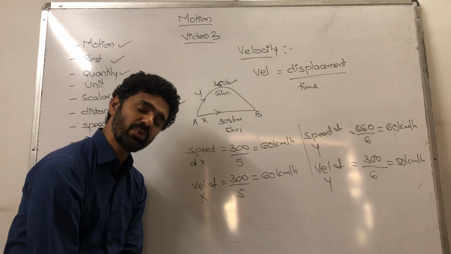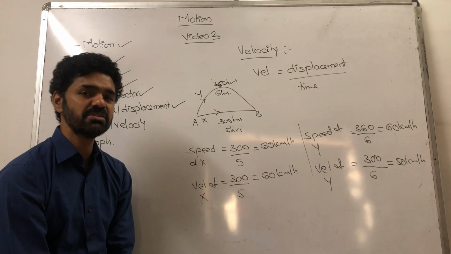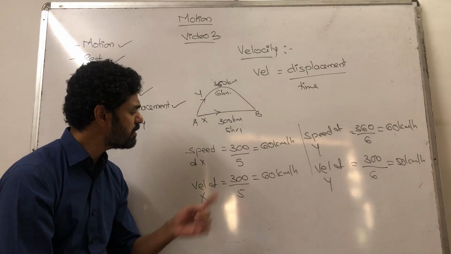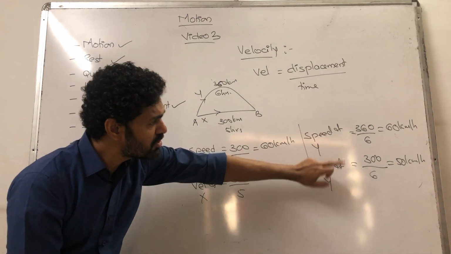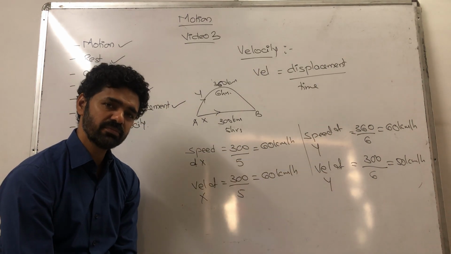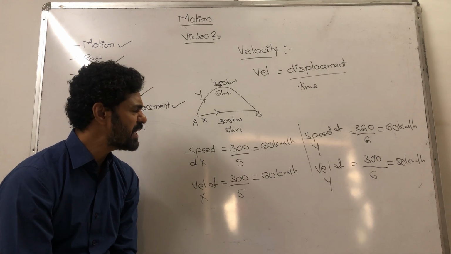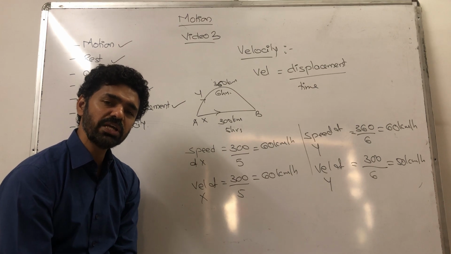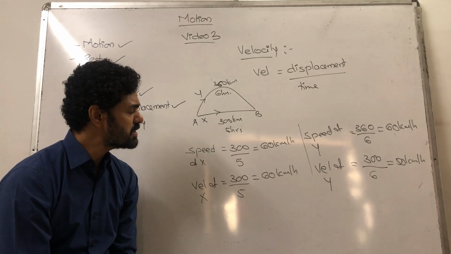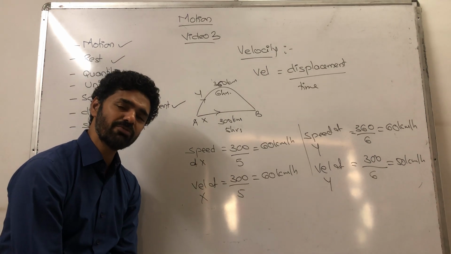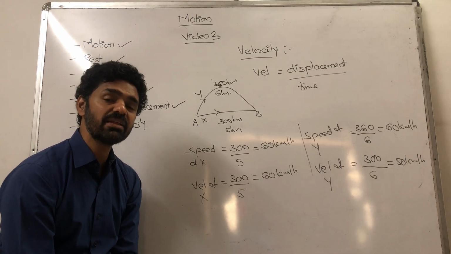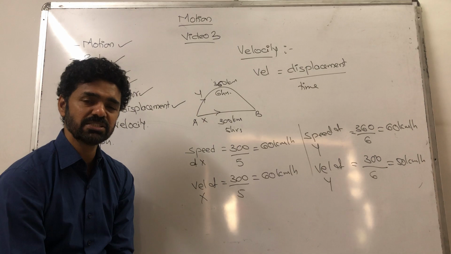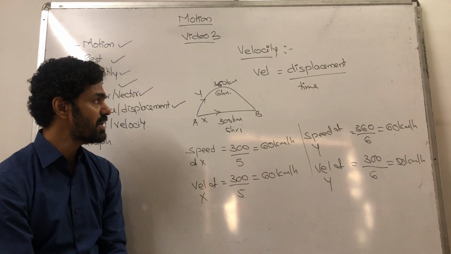Velocity takes displacement into consideration and speed takes distance into consideration. Again, from this example we can understand that speed will always be equal to or more than velocity. Why? Because in speed you are taking distance into consideration. Now distance will always be greater than or equal to displacement. If distance is equal to displacement, speed and velocity would have the same value. But if distance is greater than displacement, speed will be more than velocity. And distance is never less than displacement, hence speed will never be less than velocity.